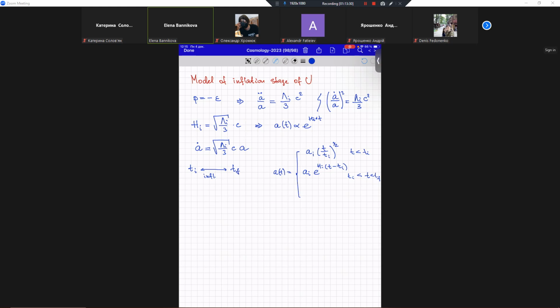And after inflation we will have e to the power H_i times (T finish minus T_i). This is exactly the multiplier which tells us how huge the scales have become. But after this, we also need to remember that it will continue to expand corresponding to the radiation stage for t more than T_f. So this corresponds to a_i, the beginning of inflation.